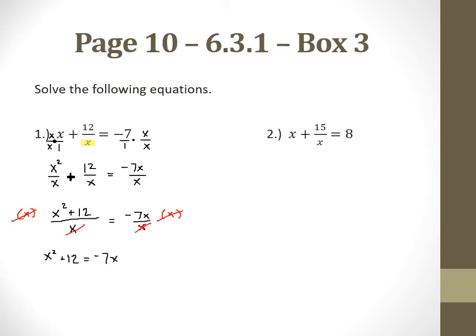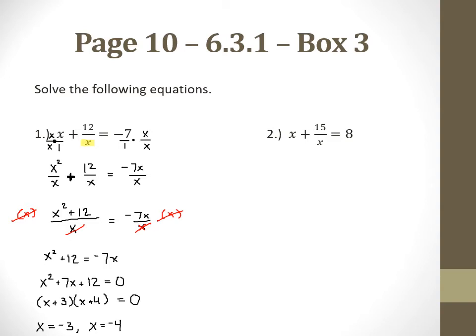And again, this is a quadratic that you should know how to solve. First, set it equal to 0. So we're going to add the 7x to both sides and get x squared plus 7x plus 12 equals 0. Then we will factor that. Ask yourself what multiplies to 12 and adds to 7. So that's going to be a 3 and a 4, all positive. So x plus 3 times x plus 4 equals 0. That means that x is either negative 3 or negative 4.